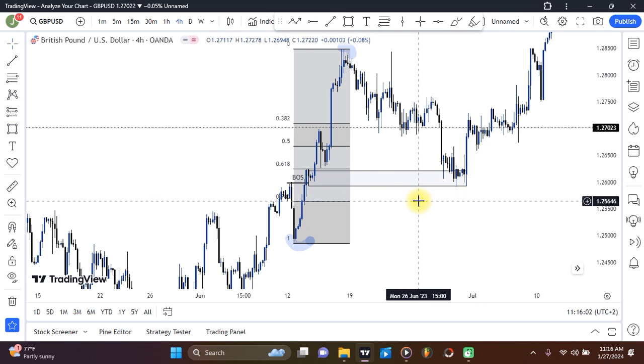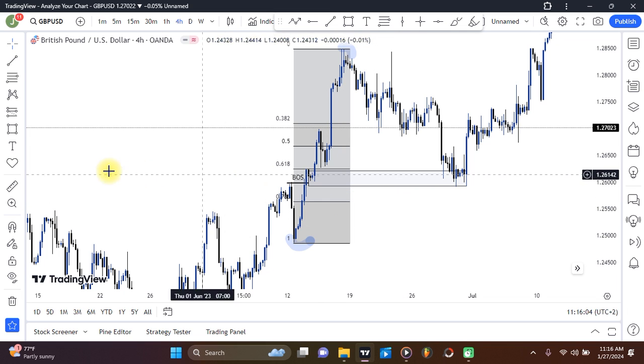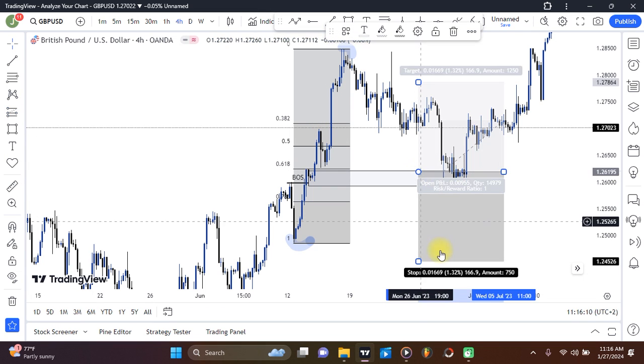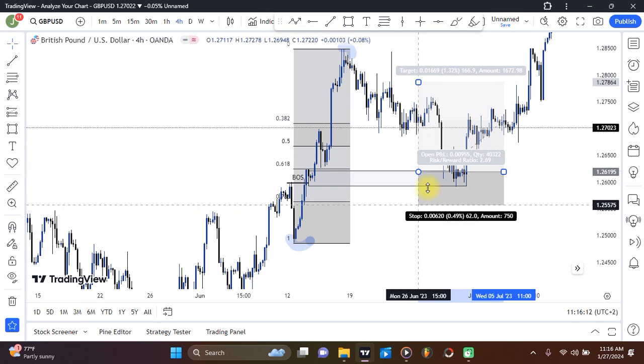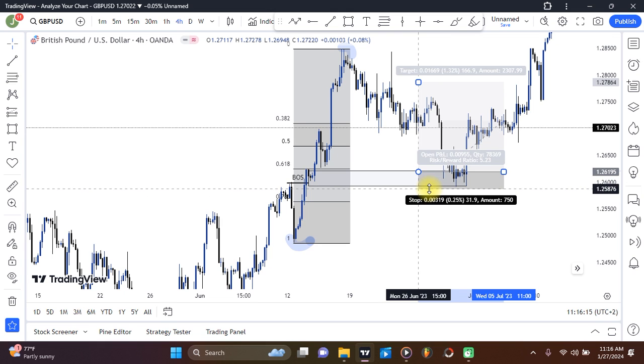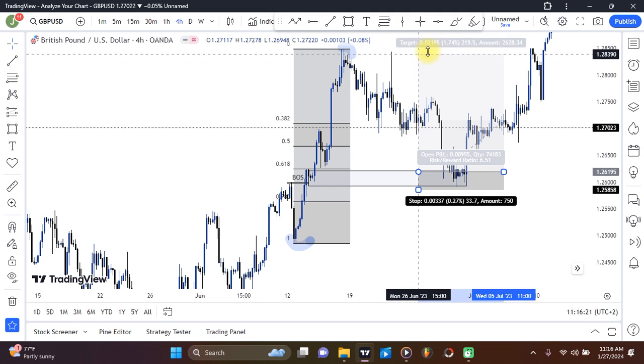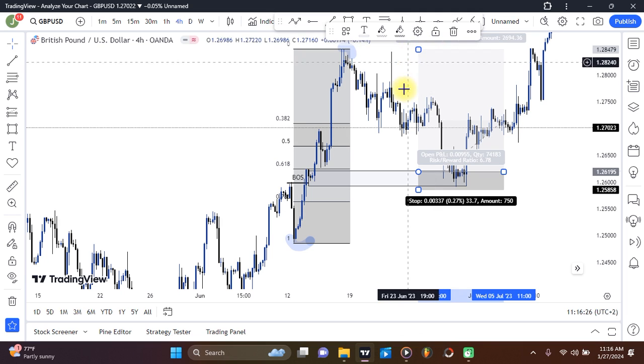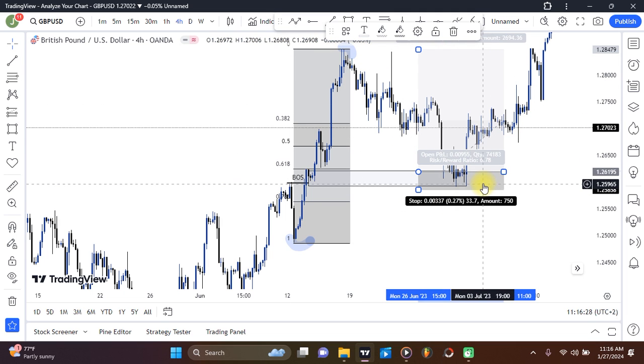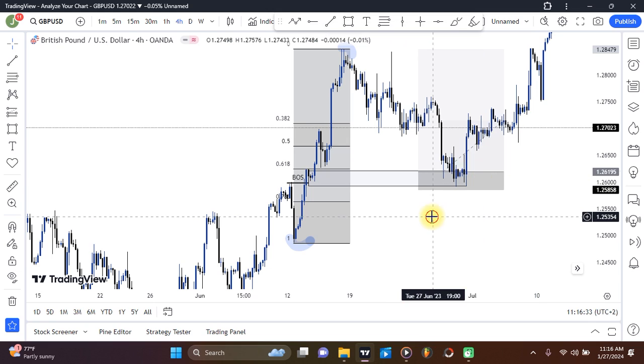So how we enter this is we put our long position right around this area, and we put our stop loss just below, a few pips below our demand area, and then our take profit is going to be at the high of our range. As you can see, this is also a good 1:6 risk reward ratio.